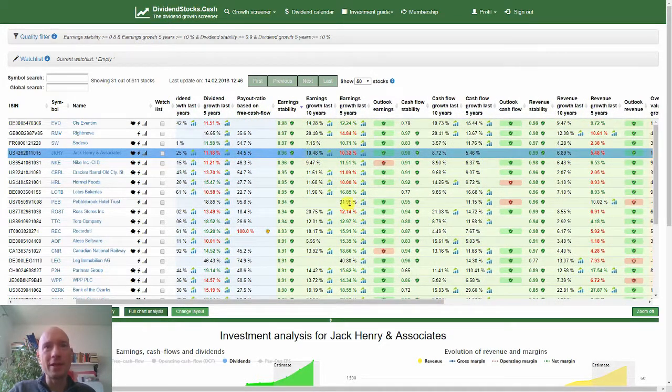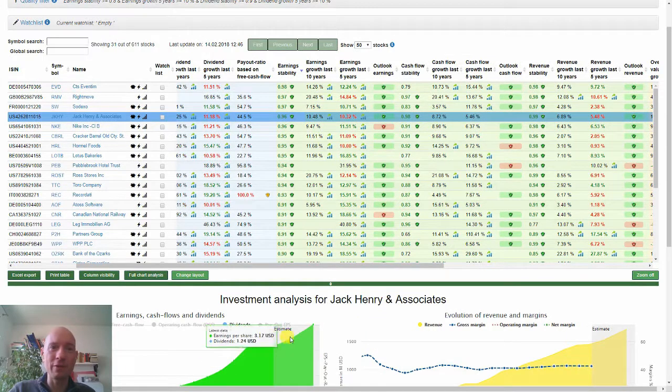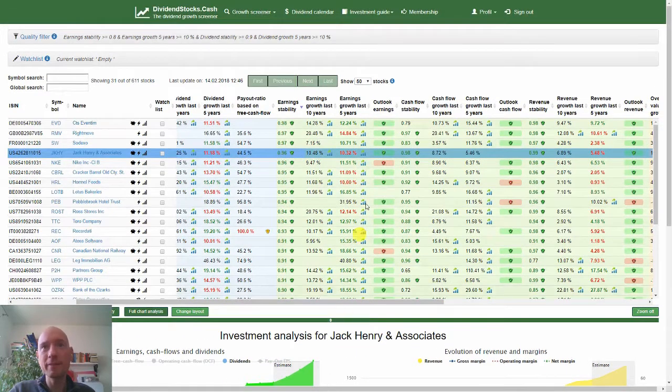Then we have not only the stability but the increase, and here we have the growth of the earnings yearly, 10 years, 5 years. You can compare if the growth slows down or if it accelerates. We also have something most stock screeners don't have. We have the estimates. You can also see this here. We have estimates of the next 3 years.